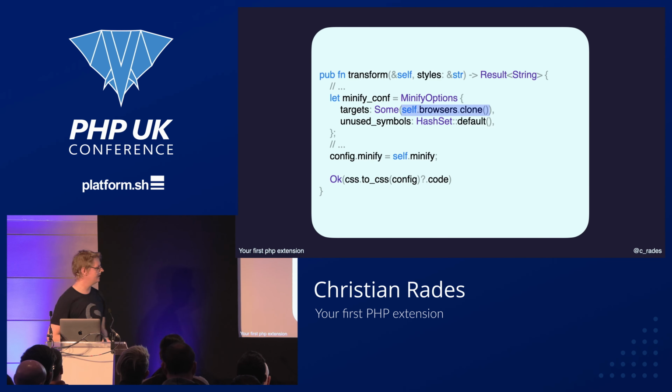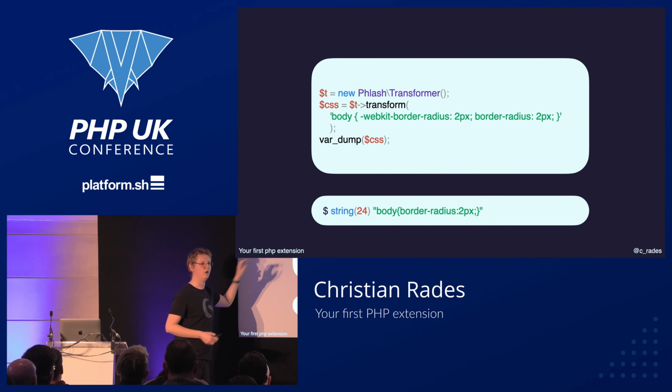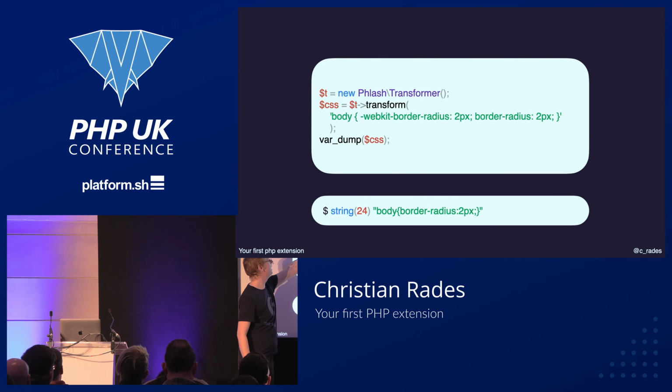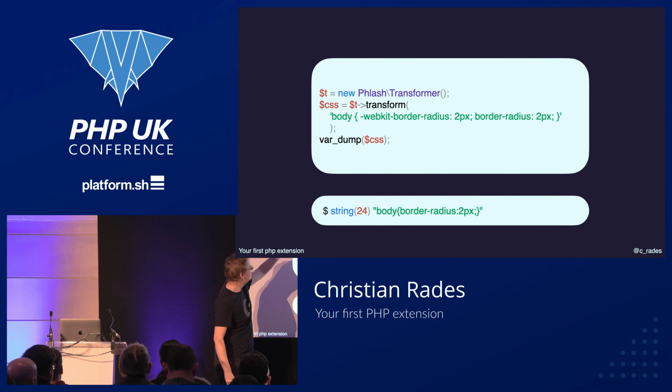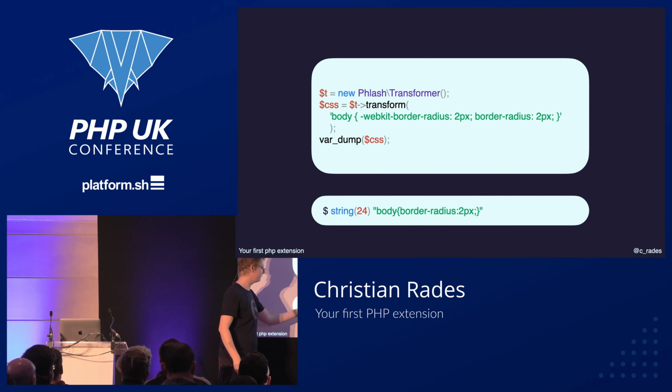Okay, so how does this look in practice? Like this. This is now the PHP code we can create with that. We can instantiate a new transformer, which I've misspelled, great. And this object now has the ability to transform our CSS according to the configuration we created in Rust. And then it also returns the minified CSS.